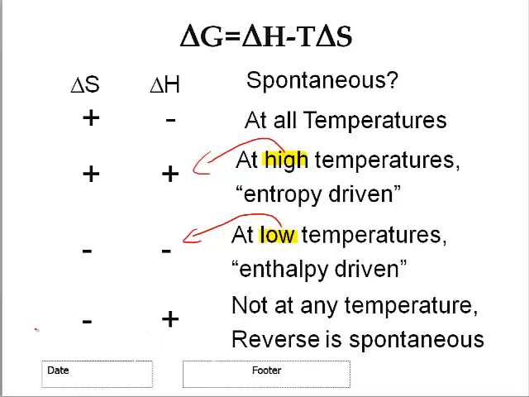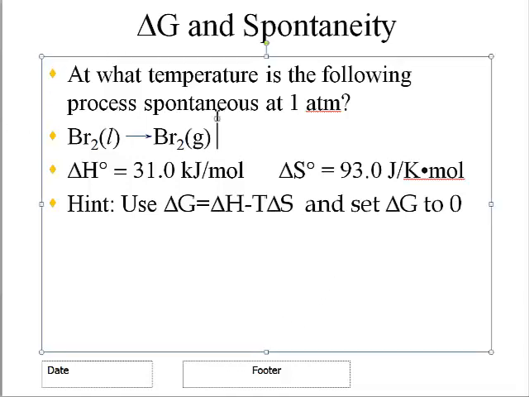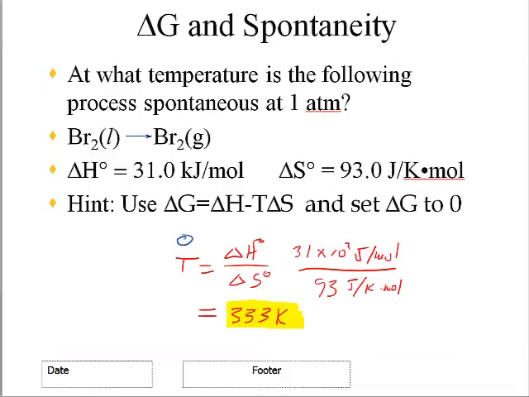So with that, let's try a problem and see what kind of problem we're going to see in one of these examples. At what temperature is the following process spontaneous? You have to ask yourself, at what temperature will it be spontaneous? Now you can see the temperature that we've come up with. Notice when you set G to 0, you basically get our formula, so 333 degrees Kelvin.